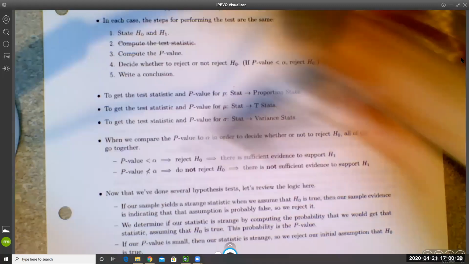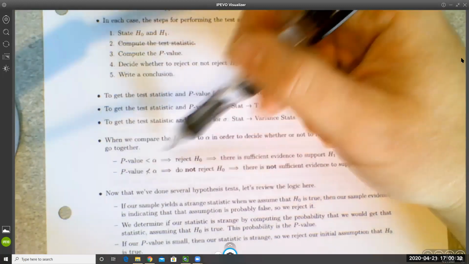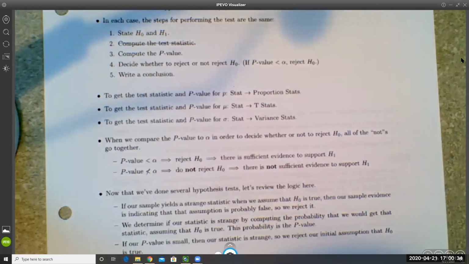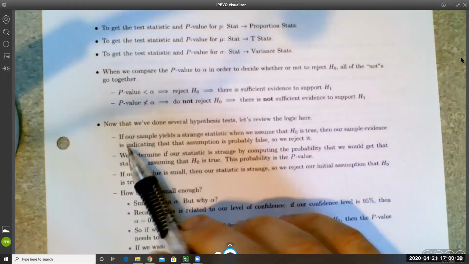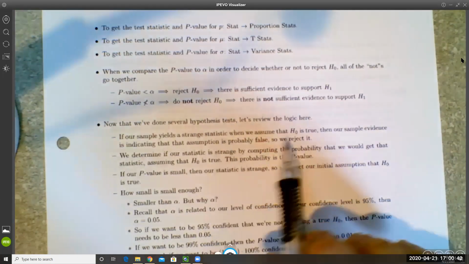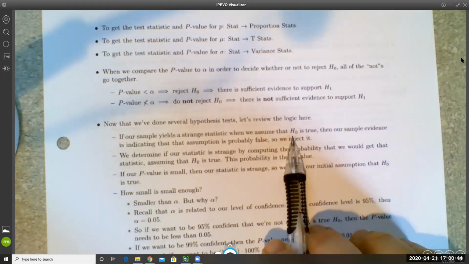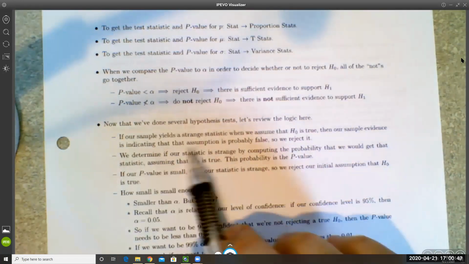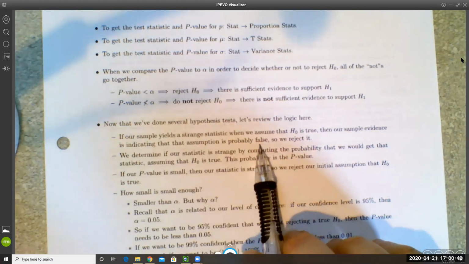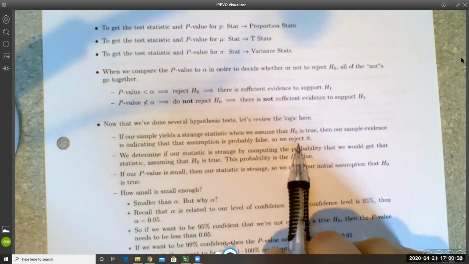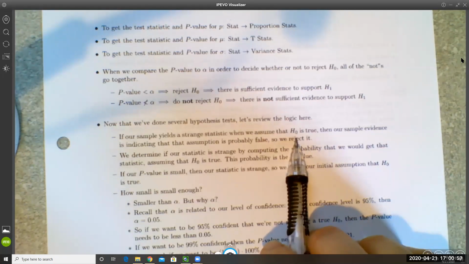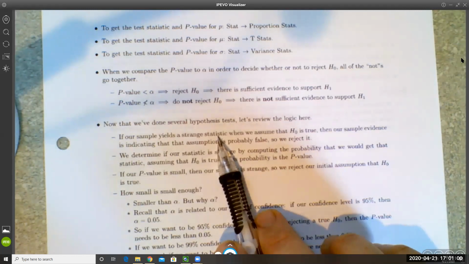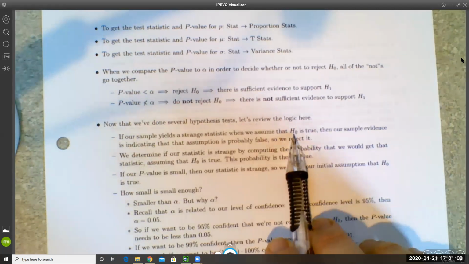Now, why is that, right? Why is it that if the p-value is less than alpha, you reject the null hypothesis? Well, let's review a little bit about the logic here. If our sample yields a strange statistic when we assume that the null hypothesis is true, then our sample evidence is indicating that that assumption is probably false, so we reject it, right? So if we assume the null hypothesis is true, and then operating under that assumption, we get a sample statistic that is strange, that tells us that probably our assumption was false, so we reject it, okay?